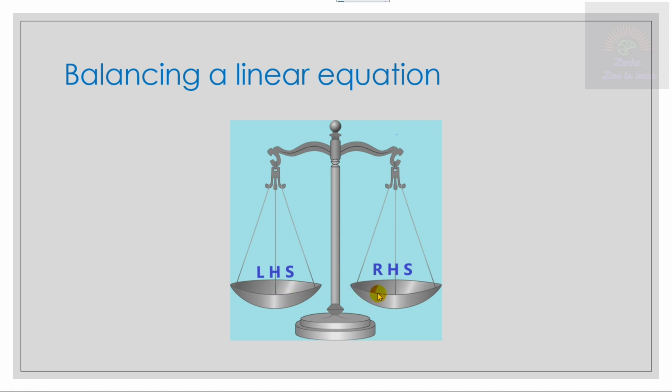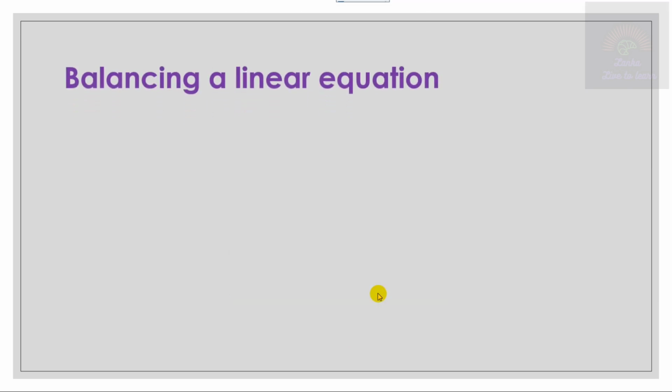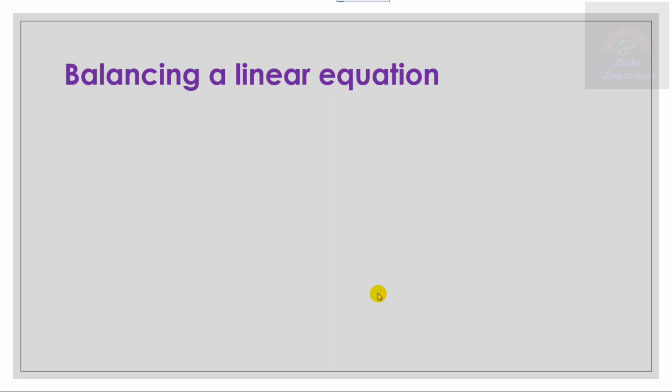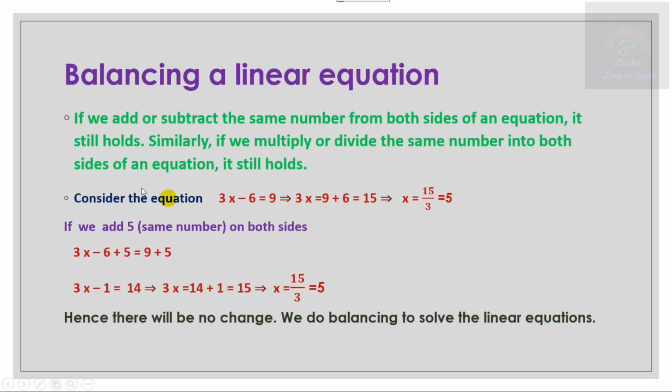Whatever we are doing on the left side, we have to do the same thing on the right side. Okay, so see here, balancing a linear equation. First, if we add or subtract the same number from both sides of an equation, it still holds. Similarly, if we multiply or divide both sides of the equation by the same number, it still holds.